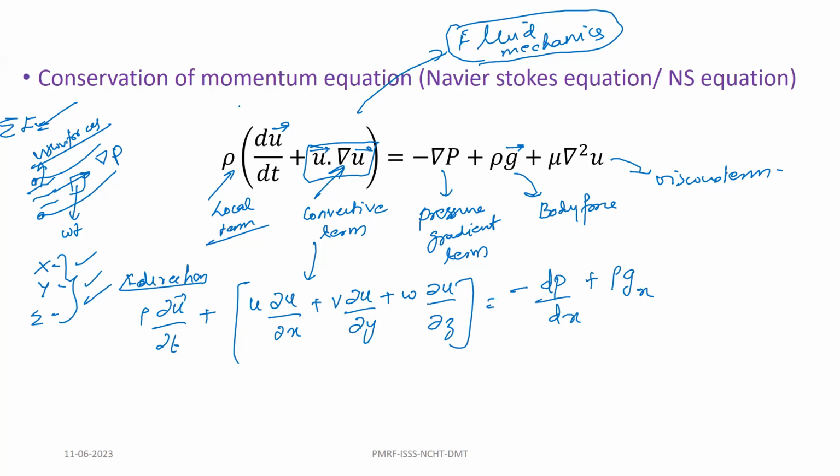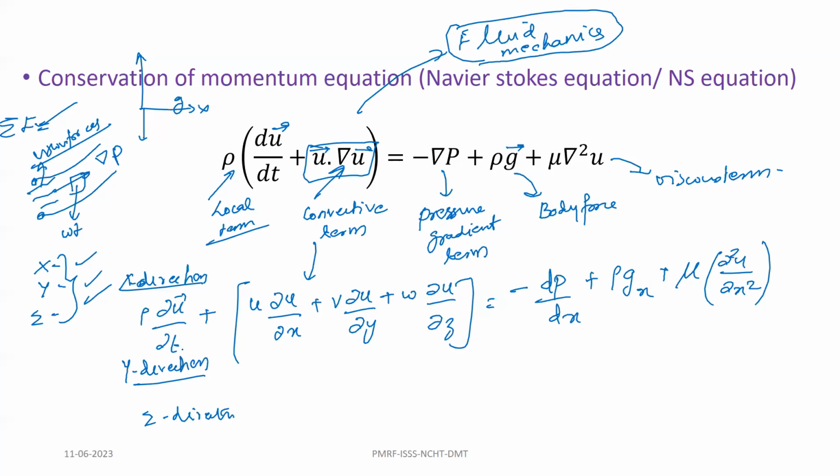Suppose a fluid is flowing, so rho G X is the gravity in the X direction. Anyway, gravity acts in the downward direction only, so that term we can neglect in the X component if X is taken horizontally. Then mu into del square U, which actually expands to dou square U by dou X square and so on. Similarly, you can write it in the Y direction and Z direction also. There these components would change to V and W respectively.